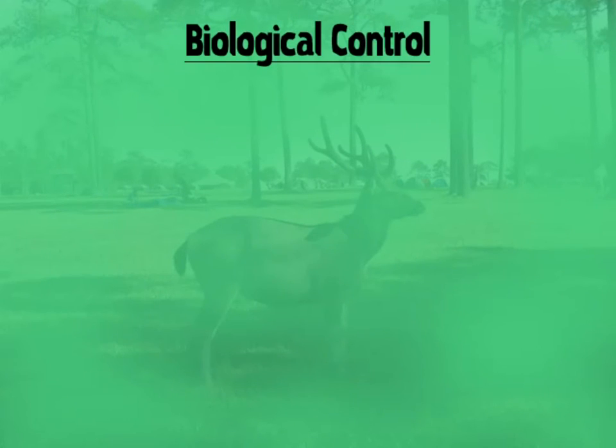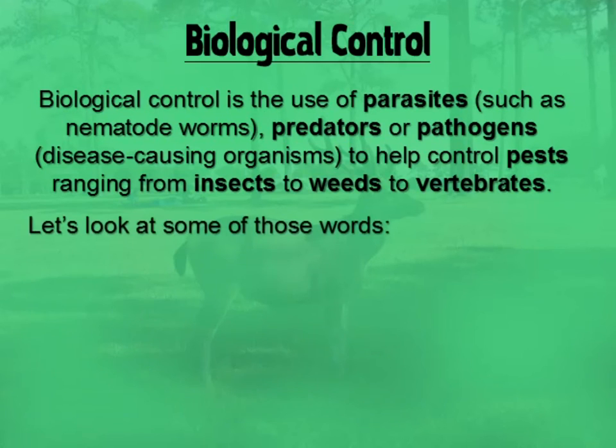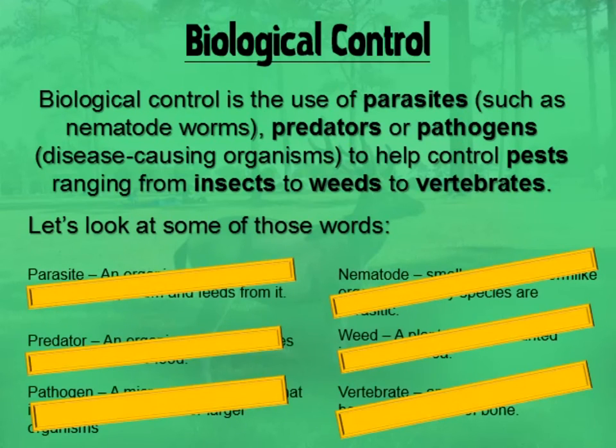So, if we want to define biological control, then we can say that it is the use of parasites, pathogens, or predators to help control pests. And those pests could be any kind of organism, ranging from insects to weeds to even vertebrate species. So, there's some unusual words in that definition, so let's have a look at a few of them.